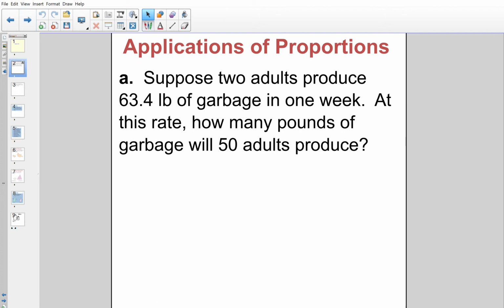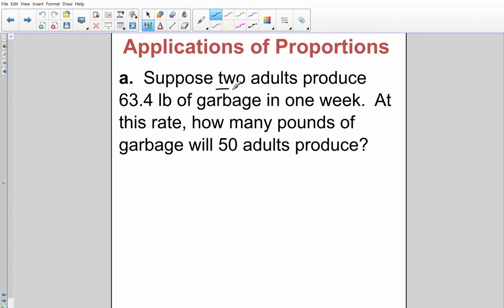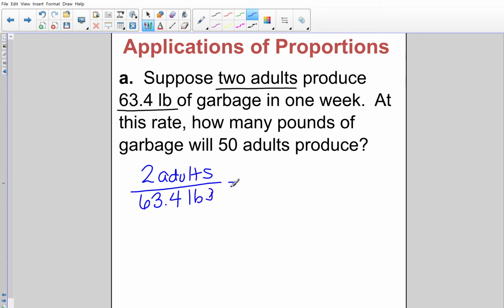So what we want to look at is the numbers with the labels. So we have two adults, and they produce 63.4 pounds of garbage. So let's start with that. I have two adults, and I'm going to use my labels. And they make 63.4 pounds. Okay? So when I set up my second piece to the proportion, I'm going to go ahead and use the same labels. The top should be adults, and the bottom should be pounds.